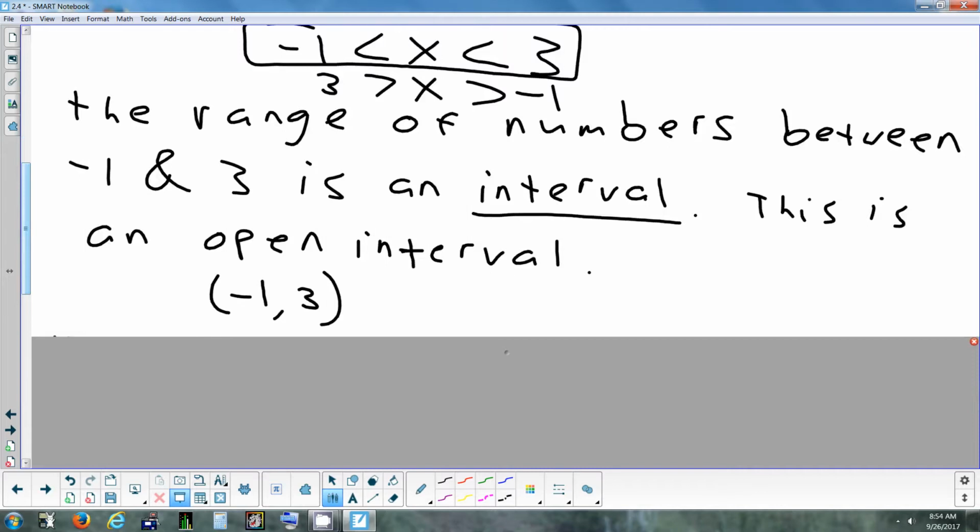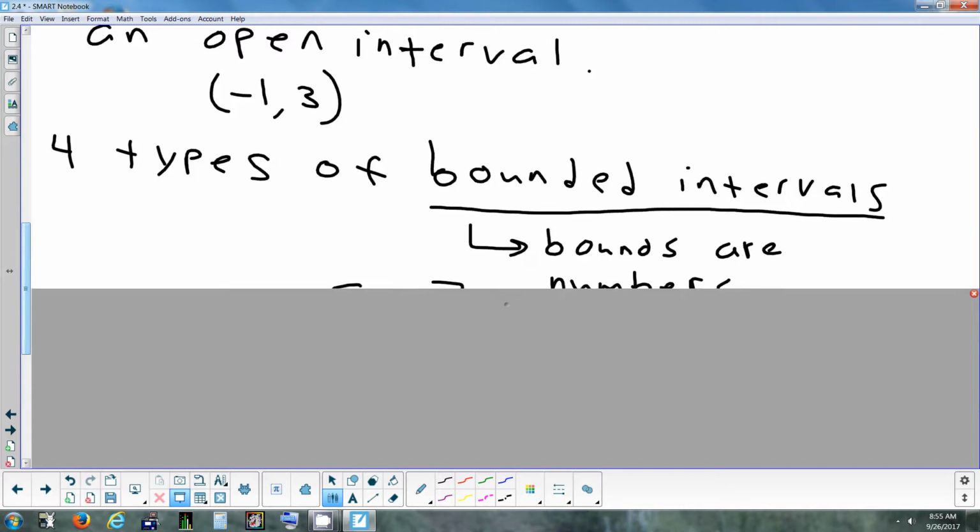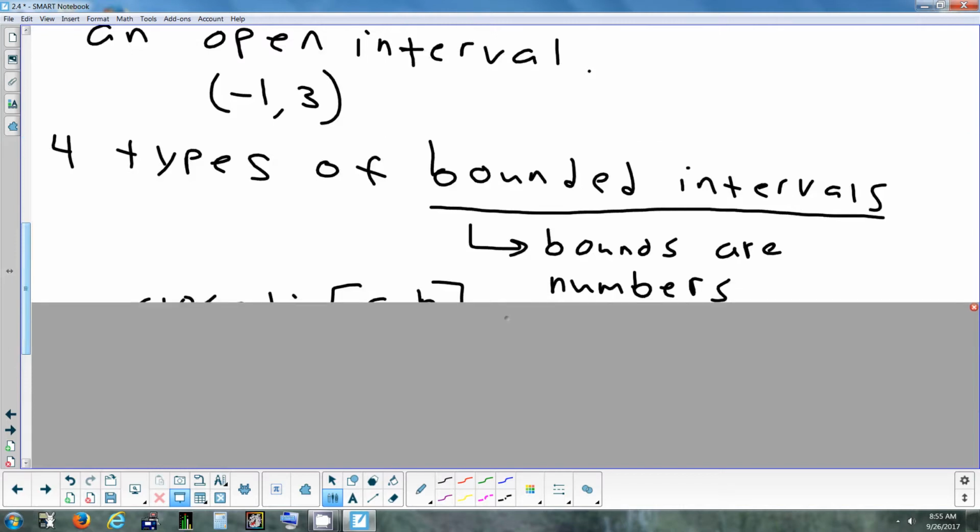That means you can pick any number from -1, not including it, because it's a parenthesis, up to 3, also not including it. If I had the equal to symbols instead of the greater thans or less thans, then I would use a bracket, because that means to include the endpoint of your interval. So there's what we call four types of bounded intervals. Bounded means that the interval doesn't go to infinity. It means that your interval actually has numbers as its endpoints.